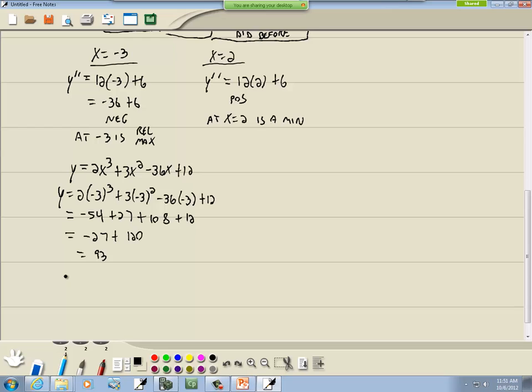Minus any math errors I might have made there, adding, subtracting, and so forth. Plug that in your calculator to verify it is correct, but we'll pretend I can actually multiply and add numbers. Okay, so we got a relative max at -3, 93.